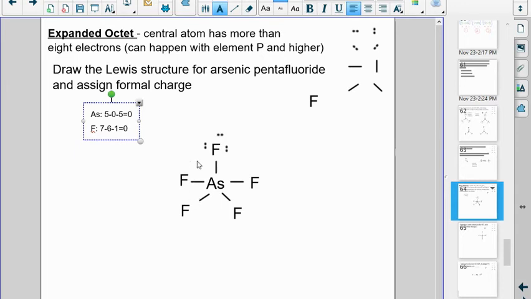All right. A very important part of this is that only larger atoms can have this. So only elements phosphorus and larger. We find phosphorus in the middle of period 3. Only that and bigger can have an expanded octet. So our carbon, nitrogen, oxygen, fluorine, they cannot have an expanded octet. They're too small.